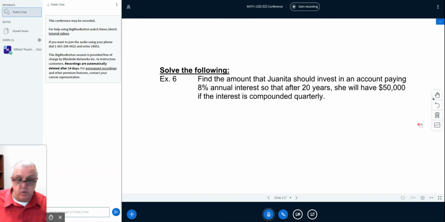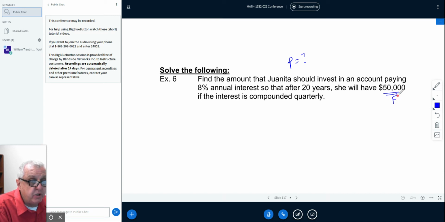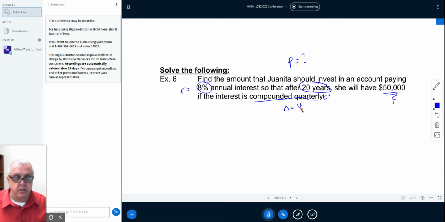Okay, so find the amount that Juanita should invest. So we're looking for how much she wants to start off with. So we're looking for P this time. And this is our future value. We want to know this. She's going to end up with this amount, but we have to start with a certain amount. Our interest rate R is 8%. Our time is 20. If interest is compounded quarterly, that is 4 times a year. So we're looking for a present value formula.